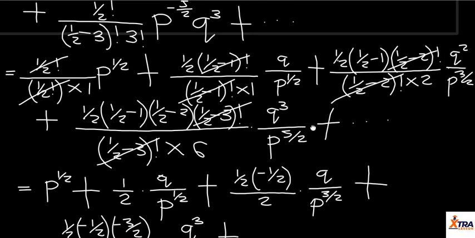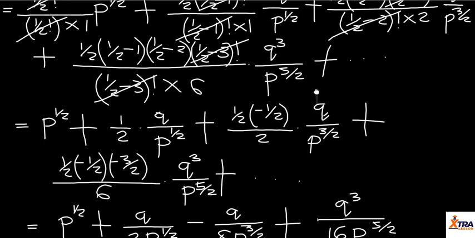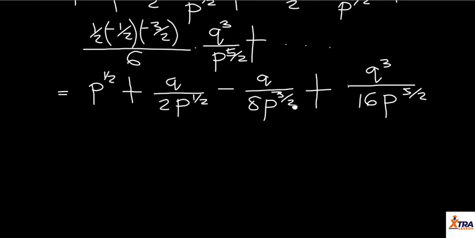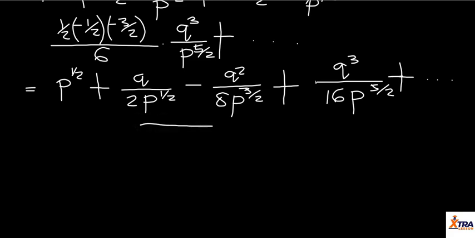So this should be q. That should be q square. So this should be q square. So let's not make a mistake. This one is q cube. So now that we have this, this should become, so plus what? Plus ellipsis to show that there are other terms. So this is where we call it a day, and then this is our final answer.